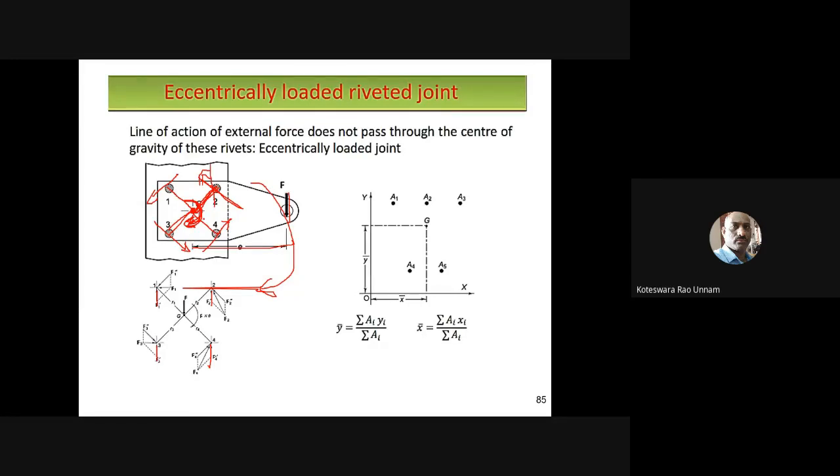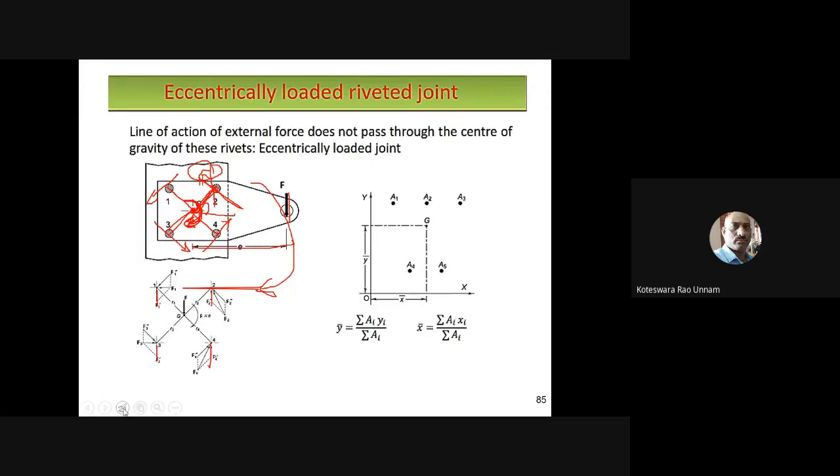So that angle I can calculate here based on the configuration of these rivets. I can easily calculate that angle. Once I have calculated that, each rivet is subjected to two forces now: one is a primary force and the other is a secondary force. Now the next question is, what is the magnitude of that secondary shear force? I want to estimate that also.